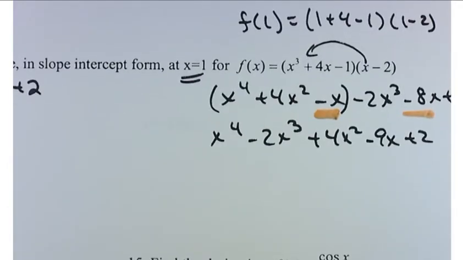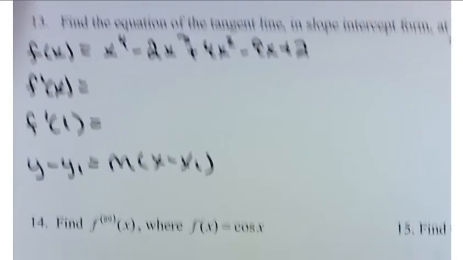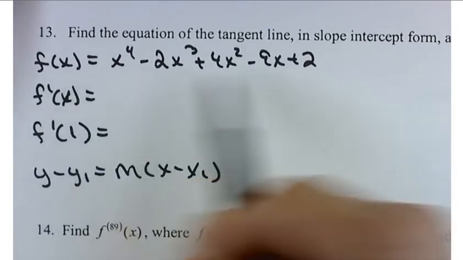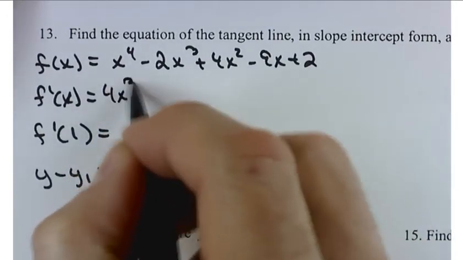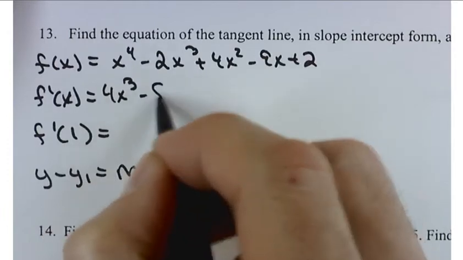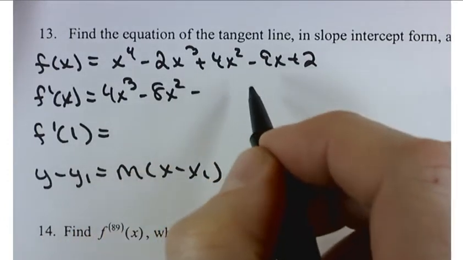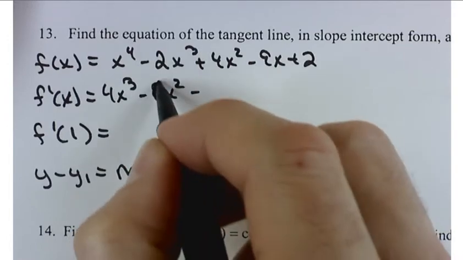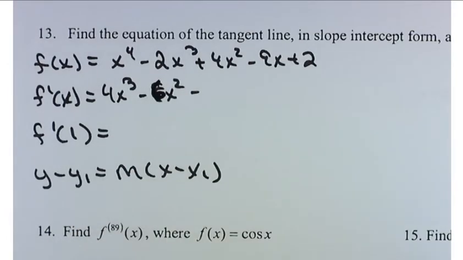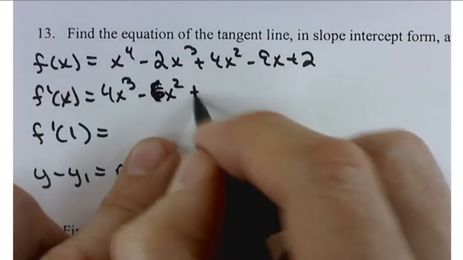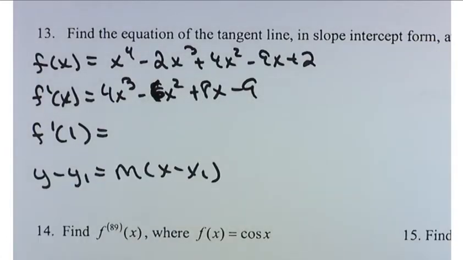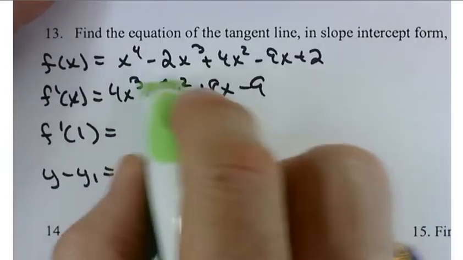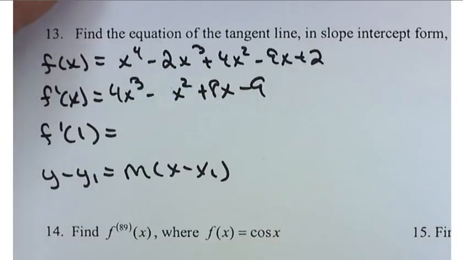So let's do this. Let's find the derivative first. So here's our function. Its derivative is going to be 4x cubed minus 8x squared, 6x squared. Thank you. 6x squared plus 8x minus 9 and then plus 0. So, okay, let's clean that up just a touch. There we go, 6, thank you.